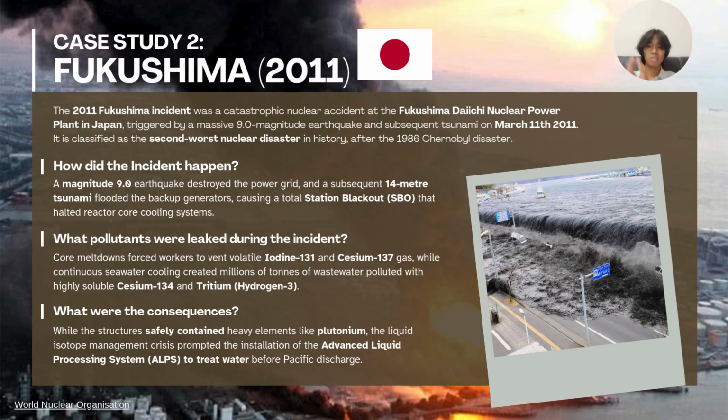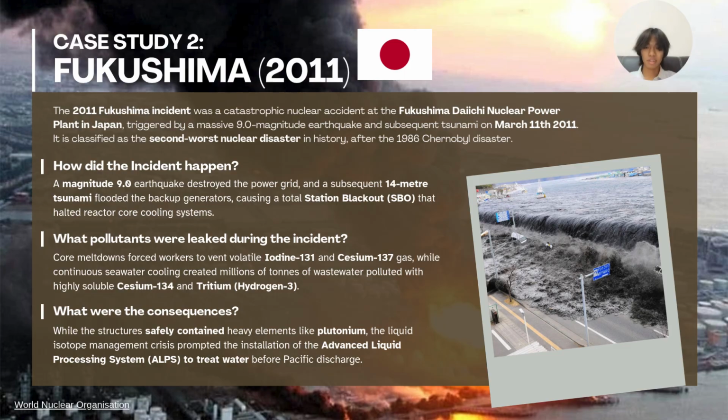The 2011 Fukushima incident was also a catastrophic nuclear accident that happened in the city of Fukushima inside its nuclear power plant in Japan. Unlike the Chernobyl incident, which was caused by human mistake, the Fukushima incident was caused by a natural earthquake and a following tsunami that came after the earthquake. This was considered the second worst nuclear disaster ever after the Chernobyl incident. So how did the incident happen exactly?